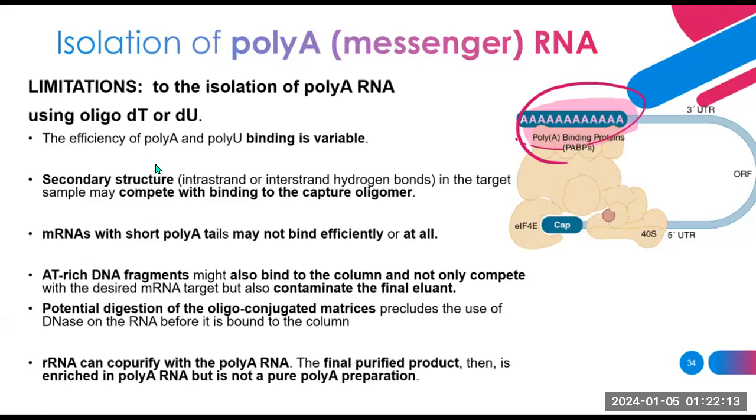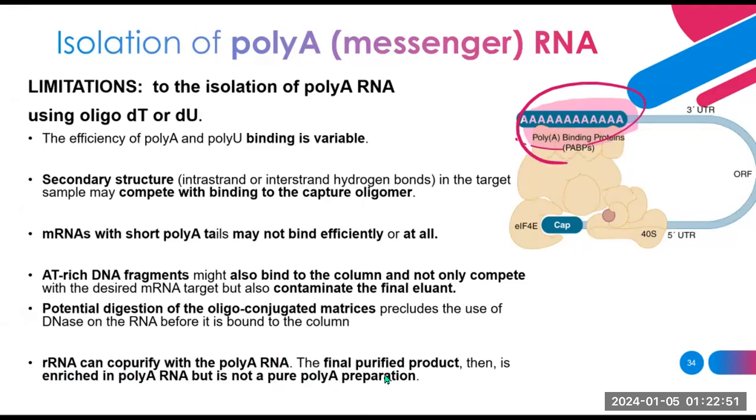The efficiency of poly-A and poly-U binding is variable. The secondary structure in the target sample may compete with binding to the capture oligomer. Messenger RNAs with short poly-A tails may not bind efficiently at all. And AT-rich DNA fragments might also bind to the column and not only compete with the desired messenger RNA target, but also contaminate the final eluate. There's also potential digestion of oligo-conjugated matrices, and rRNA can co-purify with the poly-A RNA.